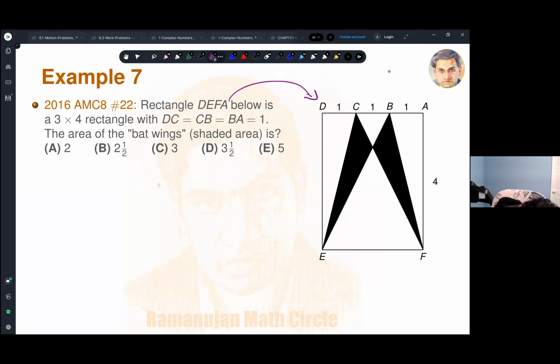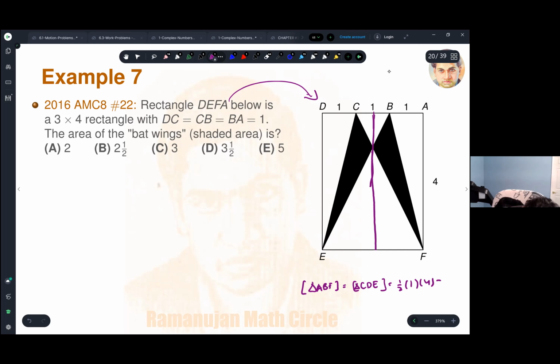Okay, so first things first, let's draw out this line over here. We know the area of ABF, so I'm going to say ABF area is equal to the area of CDE, which is equal to half times 1 times 4, which is 2. Okay, so now let's try the next star part. So this is 3.